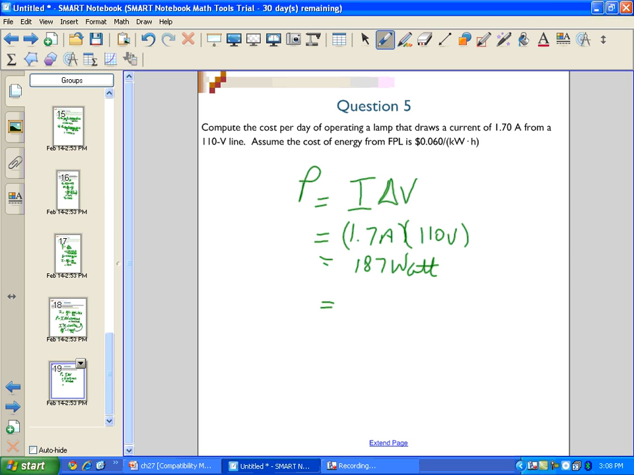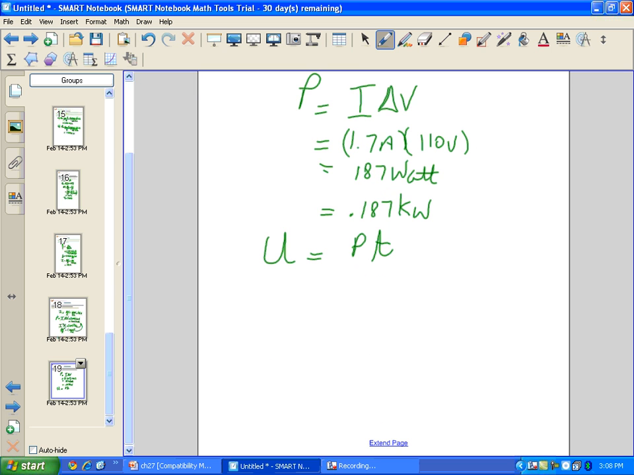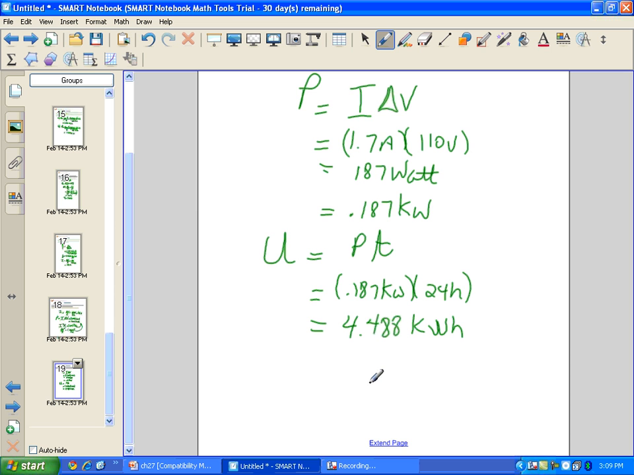And of course, we want to write this as 0.187 kilowatts. Now, what we're really looking for is the quantity of energy, which means we have to take this power multiplied by the time. Well, the time is 1 day, which is 24 hours. So 0.187 kilowatts times 24 hours tells us that the quantity of energy that we use in 1 day is 4.488 kilowatt hours.